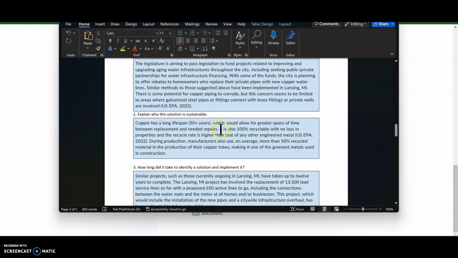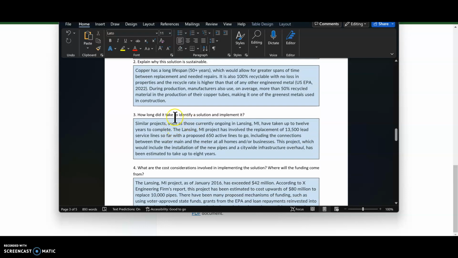This is a pretty bold claim that the copper is 100% recyclable with no loss in properties, and the recycle rate is higher than any other engineered material. So, right, that's a claim that needs to be supported. I need to show where I am using my article's information, and that's what the in-text citations show. Yes, this is where I used that article to support what I'm saying. And then, how long does it take to identify a solution? This one is difficult.